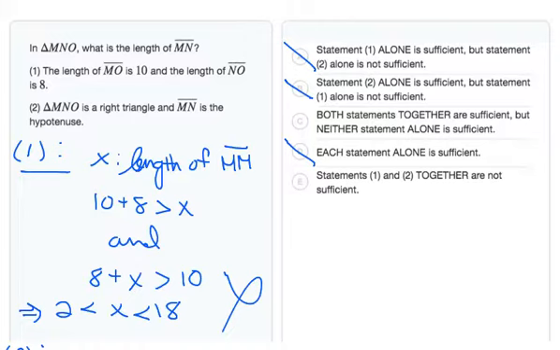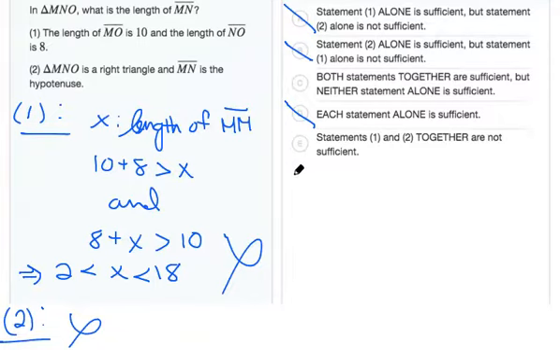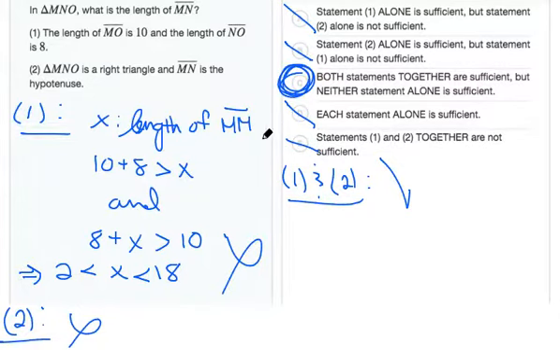Now we're still left with answer choice C or E, so we're going to have to combine the two statements. Let's combine the statements off to the side. Statement 1 and statement 2 together: we have a right triangle with legs of length 8 and 10. We can find the length of MN using the Pythagorean theorem, since the Pythagorean theorem holds for right triangles. Both statements together would be sufficient then. We can eliminate answer choice E, and our final answer would be answer choice C. Both statements together are sufficient, but neither statement alone is sufficient.